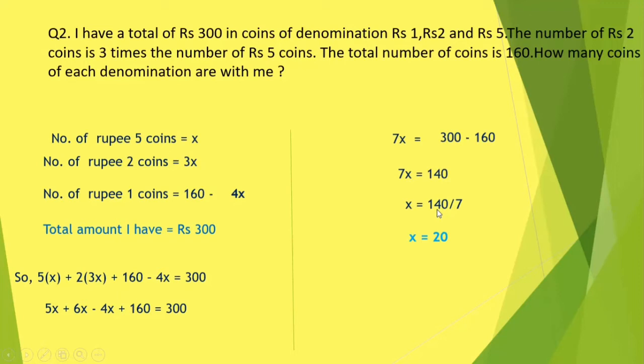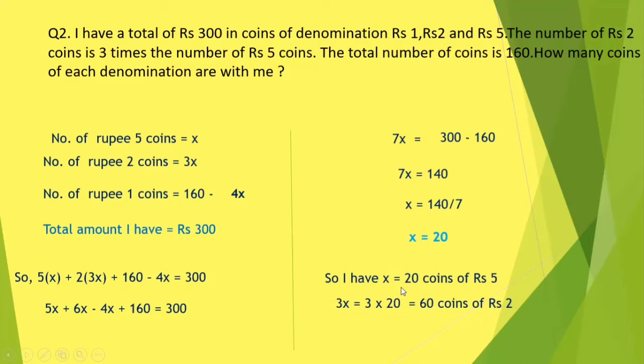Now we are asked how many coins of each denomination are with me. So I have x is equal to 20. Since number of 5 rupee coins are x, I get 20 coins of rupees 5. Now 3x are the coins with rupees 2. So 3 into x, which is 3 into 20, 60 coins of rupees 2.